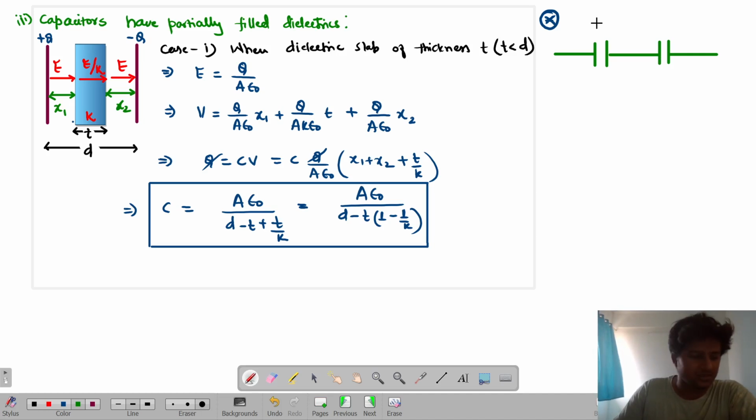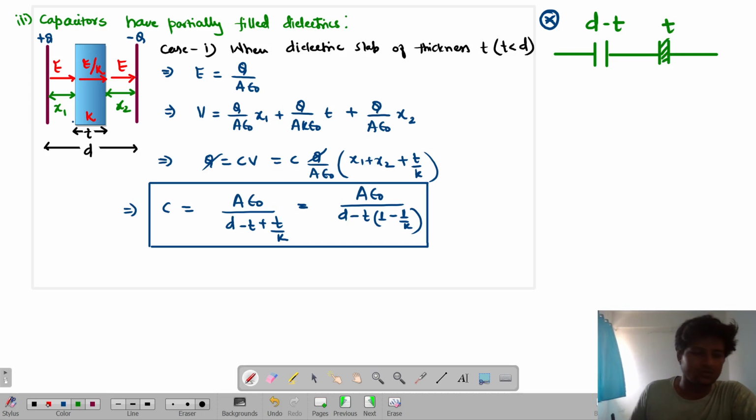Okay. So let's suppose this is C1, which is there for D minus T, because for D minus T the capacitance is the same, and for thickness T I have another capacitance, in which the dielectric medium is present. Are you able to get me? Is that clear or not?